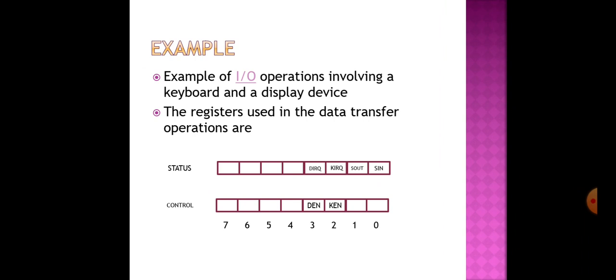Whenever a keyboard device needs to raise an interrupt request, it first sets the KIRQ bit to 1 and it can only raise a request if the KEN keyboard enable bit of its control register is set to 1. Likewise, for a display device also, even if the DIRQ bit of its status register is set to 1, this DEN bit of control register decides whether the device is able to raise an interrupt request. Only if this enable bit is set to 1, the device can raise a request.